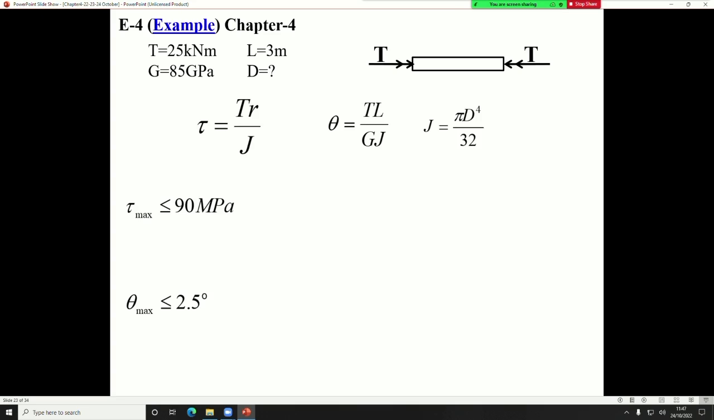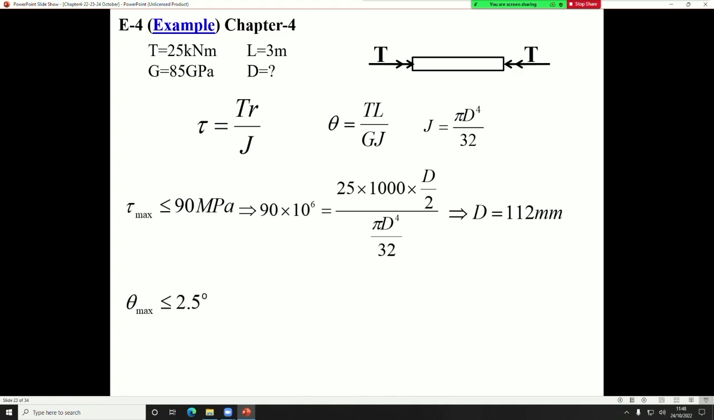So the shear stress must be less than 90. The torque is given, and J is equal to pi d^4 over 32. What is R equal to? D over 2? So we have... Do we get the answer for D here? So D is 112 millimeters. Is that okay? Shall we move on, or do we have to do something else?